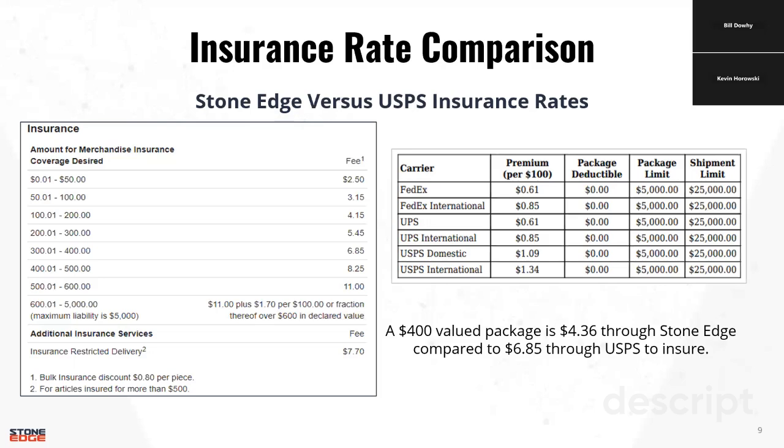And just to give you a generic example of how much you can save by using our insurance versus insurance directly through USPS, if you went to them, we did a $400 order, and based off of our built-in insurance, that shipment would be $4.36 as compared to $6.85 if you went through USPS directly. So that's close to a $2.50 savings on that shipment alone. So you can see how it is a huge difference.